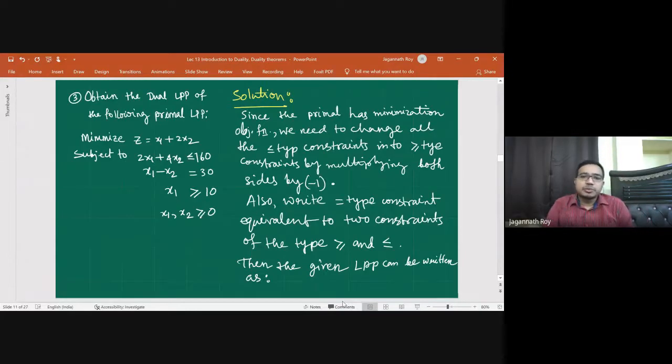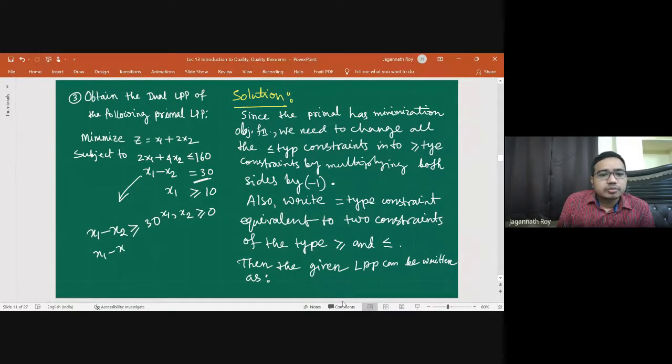Similar types of examples are given here. If we have an equality type, then what will happen? This can be written as x1 minus x2 is greater than or equal to 30, and x1 minus x2 is less than or equal to 30.